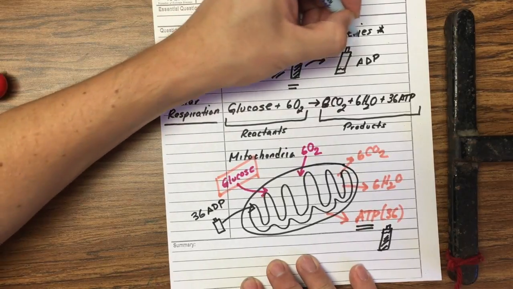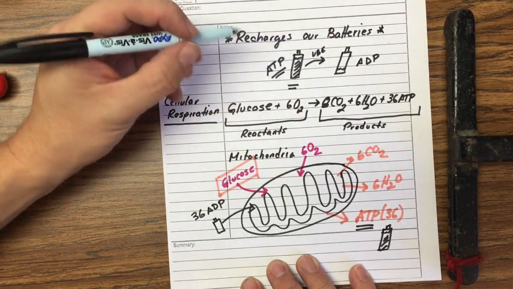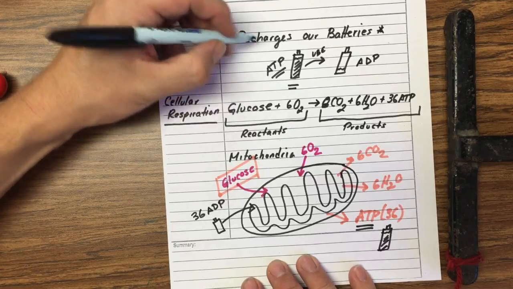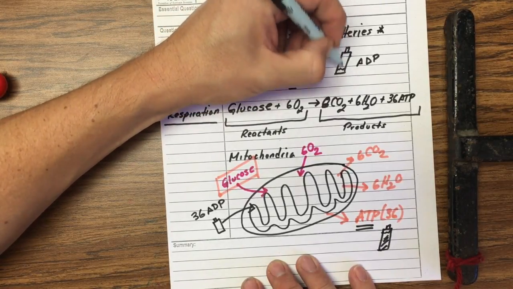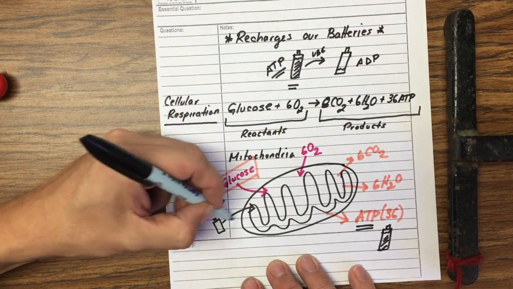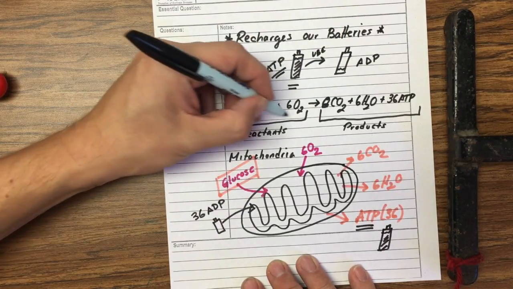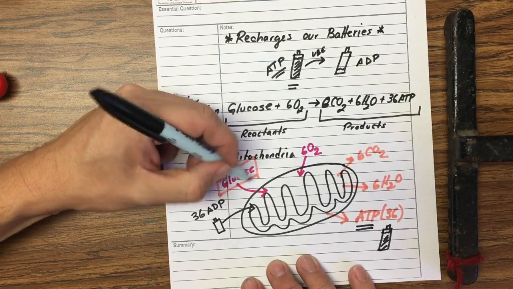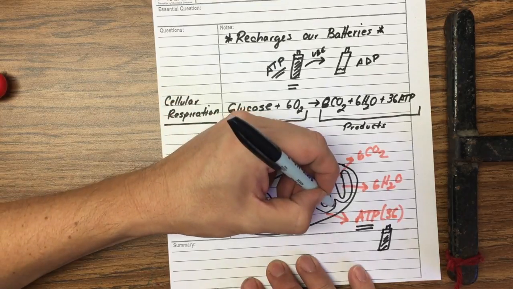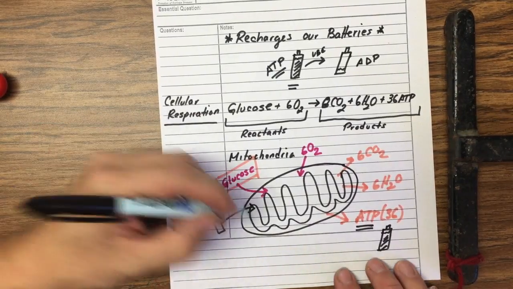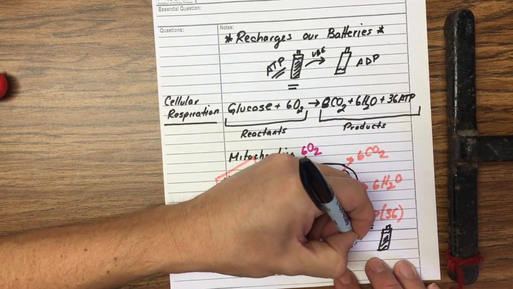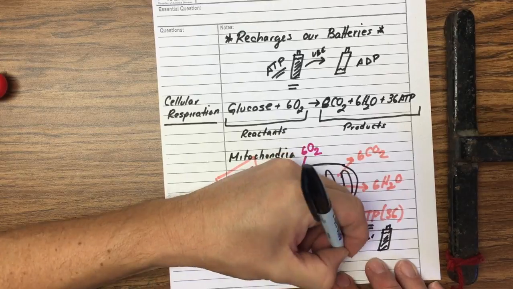It recharges our batteries. Every time the cells use energy, they use their ATP. The batteries get uncharged, and those batteries go to your mitochondria. The mitochondria uses the energy in glucose and transfers that energy into your batteries. Think of these as molecular batteries.